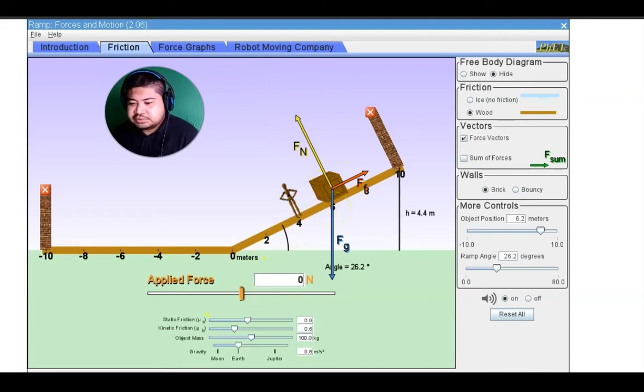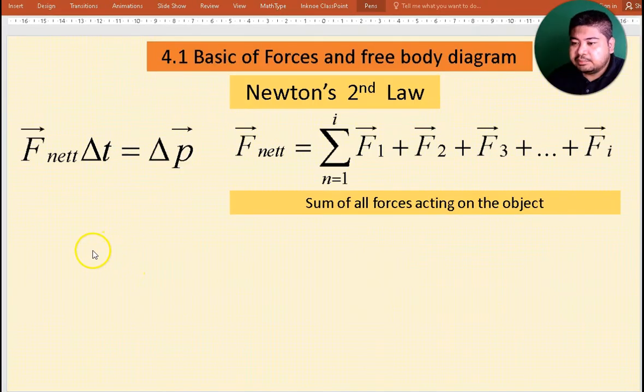Thank you very much. Okay, coming back to the question that I asked earlier in the video: what happens if we have more than one force? The answer is we have to find the sum of all the forces. The sum of all the forces, the net force, times how long the force is applied, is equal to the change of momentum of the object.